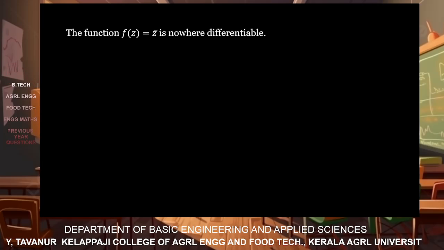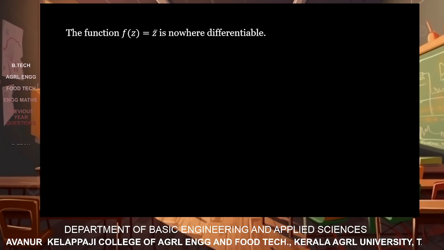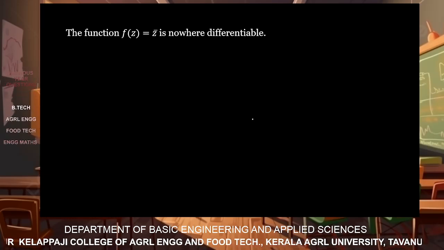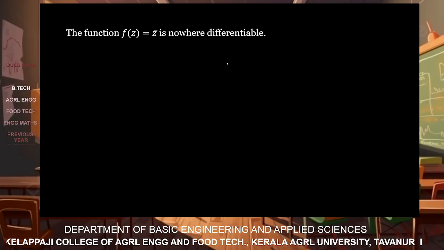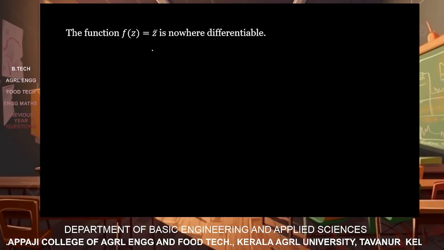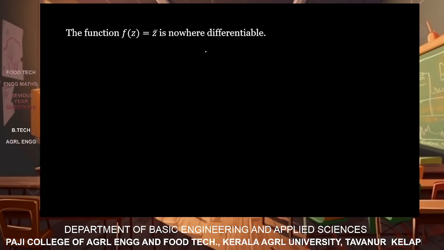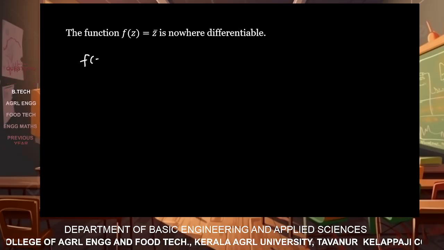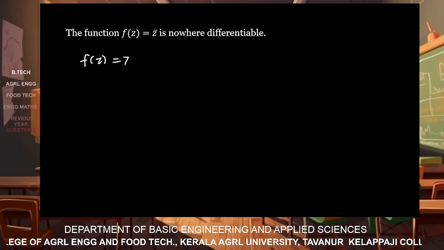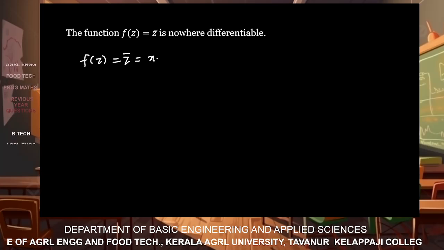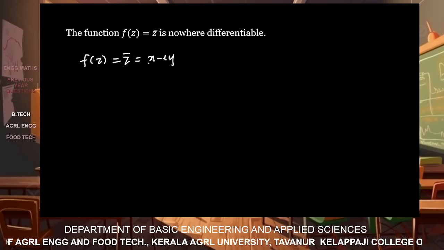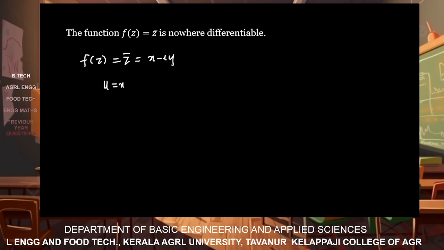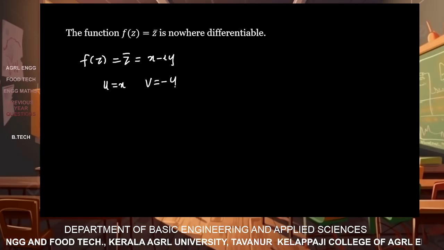Next one is the function f of z equals z bar is nowhere differentiable, whether it is true or false. Nowhere differentiable refers to a complex function. Differentiable means we are considering whether it is analytic or not. So f of z equals z bar is actually nothing but x minus iy. If z is x plus iy, now z bar is x minus iy. So u equals x and v equals minus y.